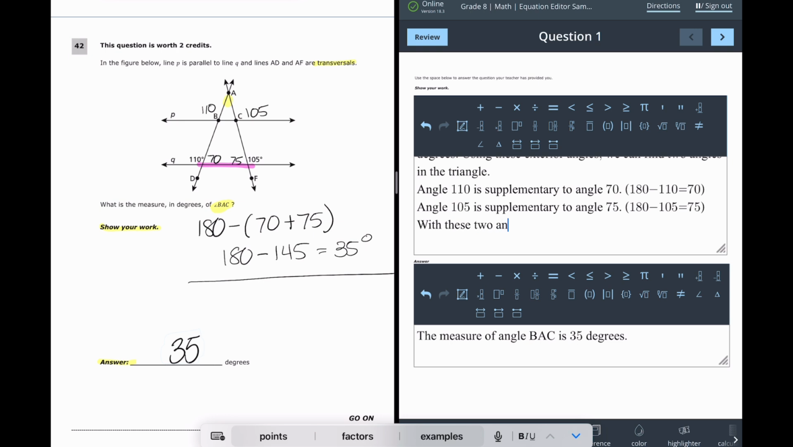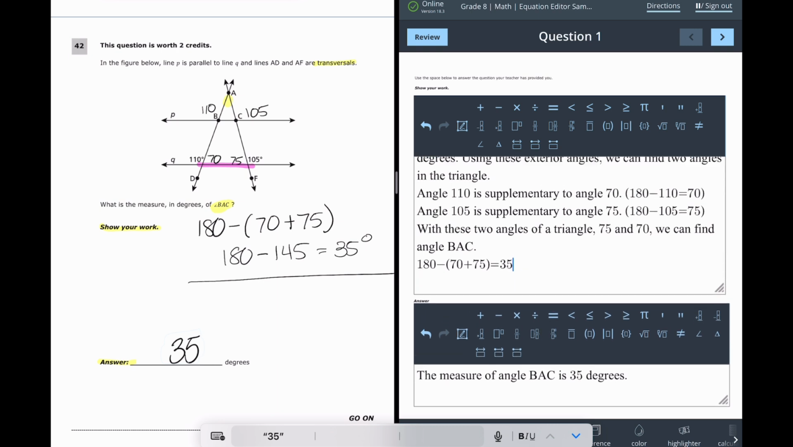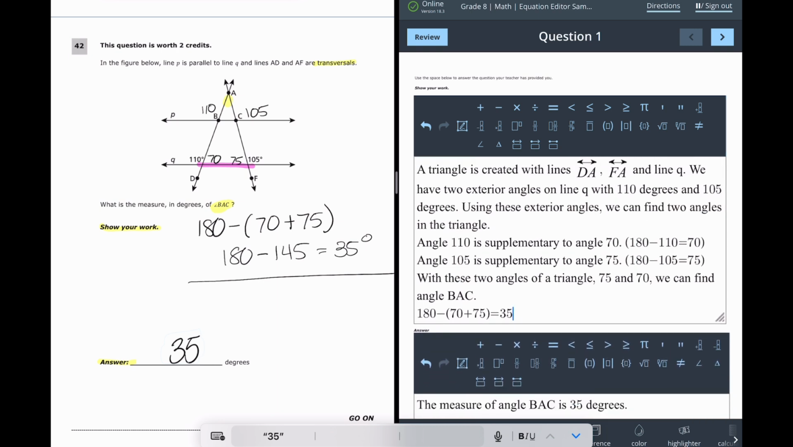With these two angles of a triangle, 75 and 70, we can find angle BAC. 180 minus 70 plus 75 is equal to 35. And done. So again, not the easiest.